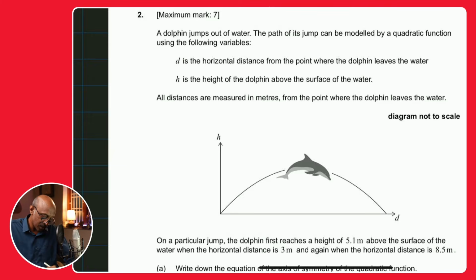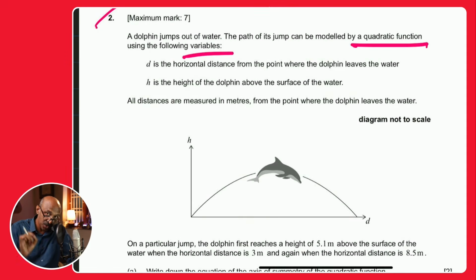A dolphin jumps out of water. The path of the jump can be modeled by a quadratic function using the following variables. Now, this is one of the tips that I want to offer. Whatever variables are mentioned, it's not always x and y. Even in differential equations, when we get to that, it may say dy by dx in our textbooks, and most commonly we use dy by dx, but the context of the question is what you're supposed to answer. So if it's dx by dt, sometimes dp by dt, please pay attention to the question.